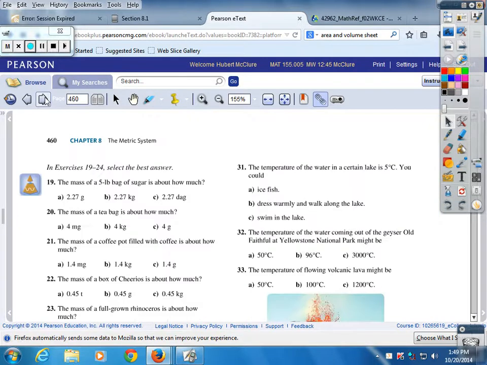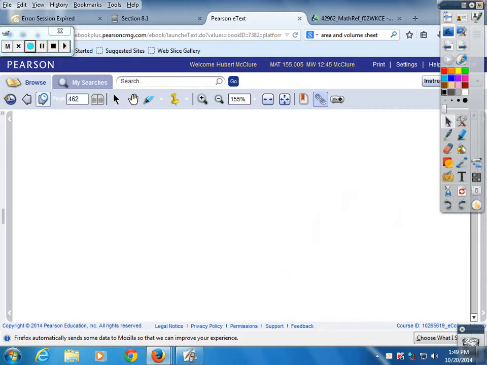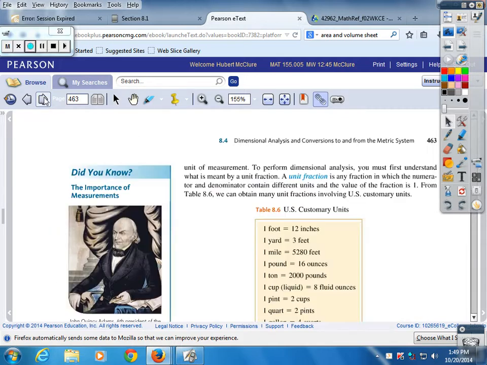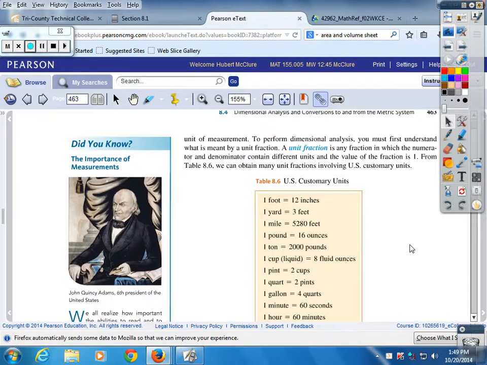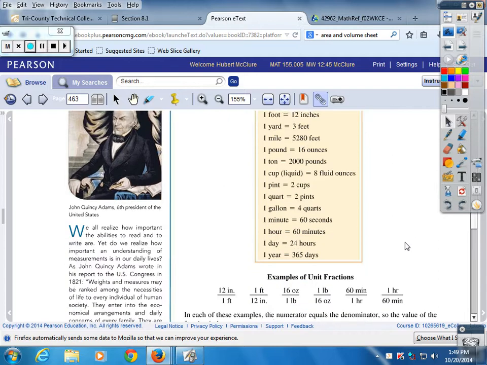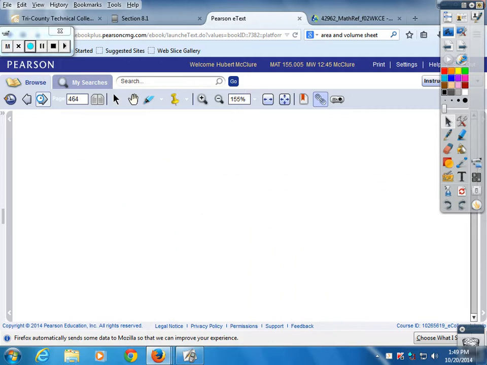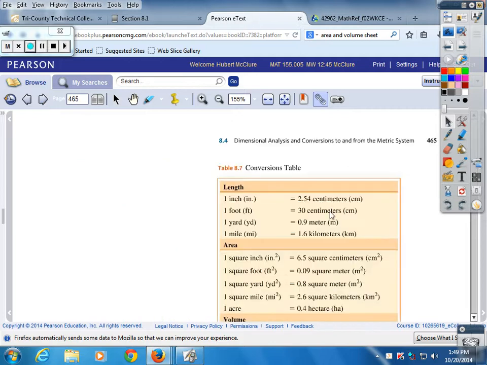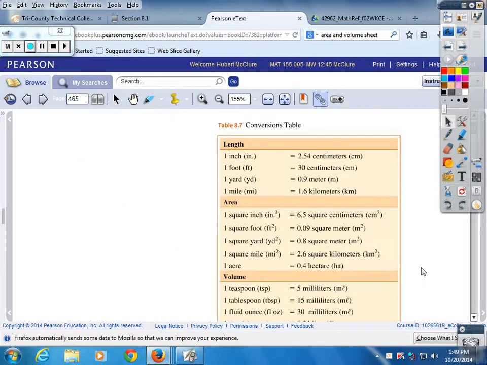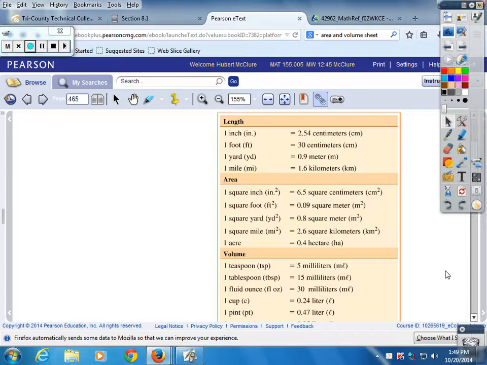And that'll get us to 8.4, which is pretty much what's going to make up a lot of your questions on the test from Chapter 8. Make sure you know this one right here on page 465. Make sure you know that. Make sure you run a copy of it.